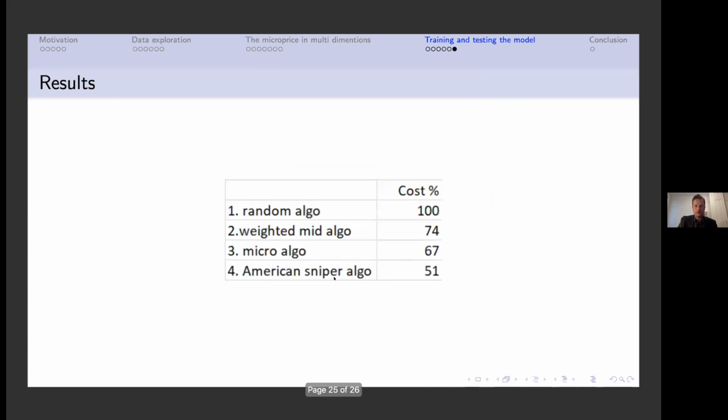sets. And if you put it all together, just to summarize, the random algo, which we've normalized to 100, basically you pay a certain bid-ask spread cost, and the weighted mid algo saves you about 25%. The micro price algo, again the one that trades every 5 minutes, saves you even more. And if you have that American optionality, then you can really start to see some savings.